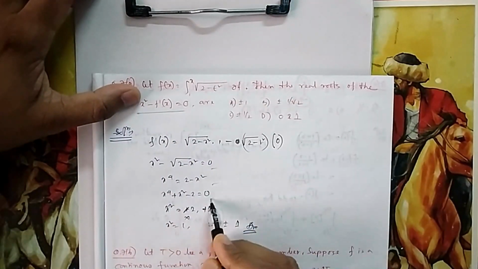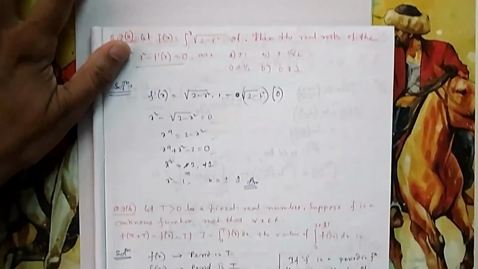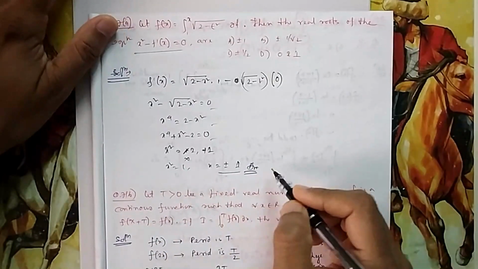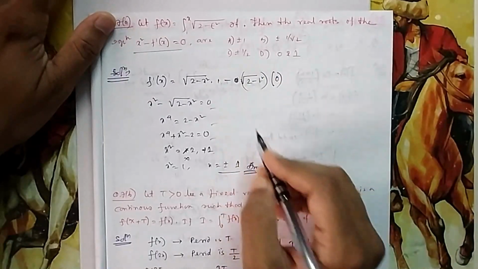Now you can easily simplify this one, you can find the factors. So x square cannot be minus 2, so x square is 1, so x is equal to plus minus 1, that is your option. Check which one, option A.